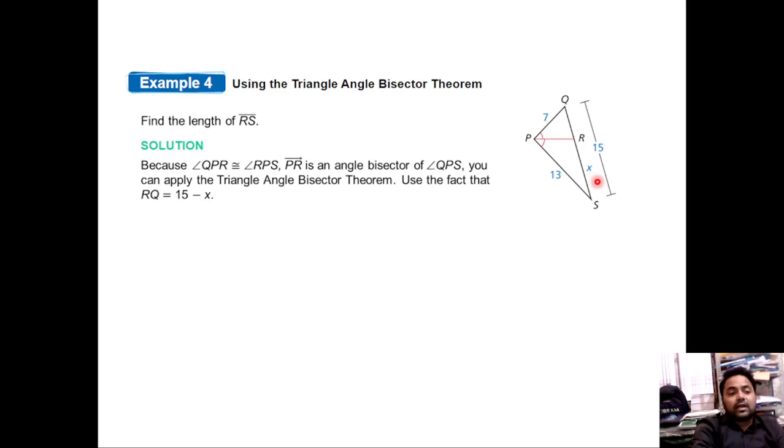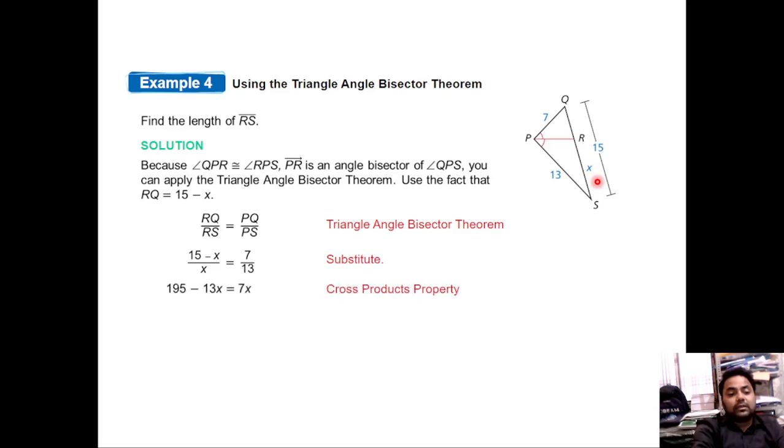Use the fact that RQ is equal to 15 minus x. So now by establishing the relation between the line segments, RQ by RS is equal to PQ by PS, then (15 minus x) by x is equal to 7 by 13, and after cross multiplication we can write 195 minus 13x is equal to 7x, and then simply we can solve for x.